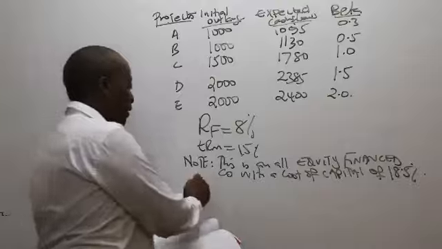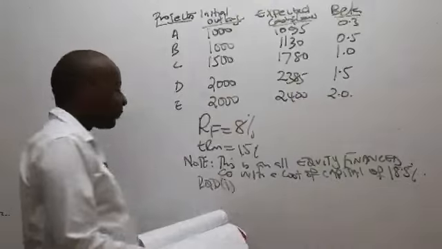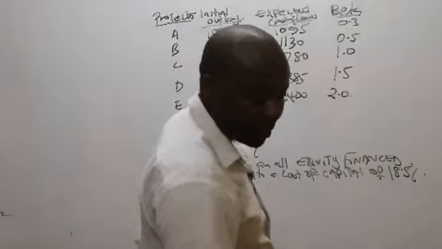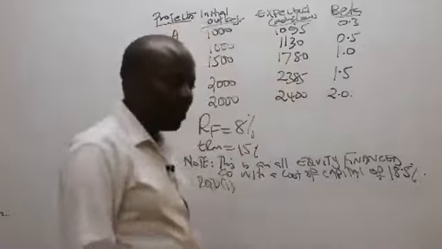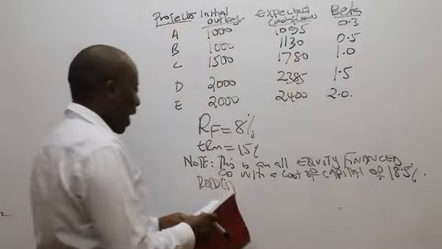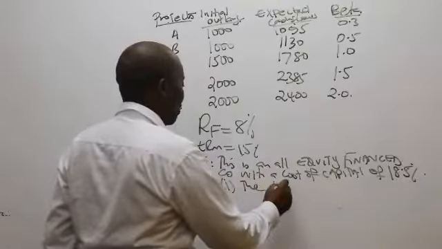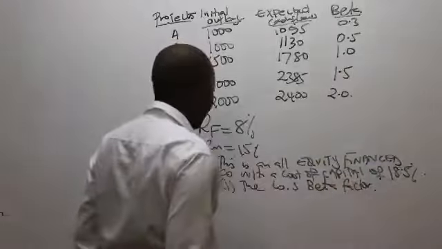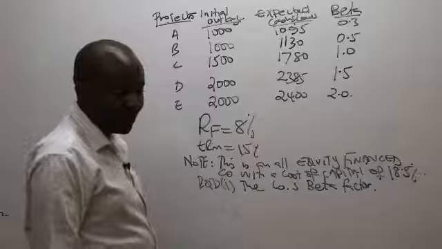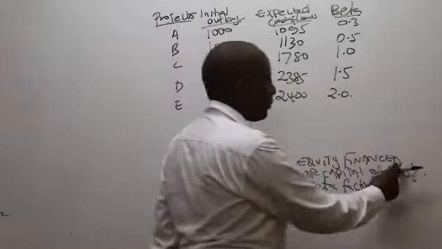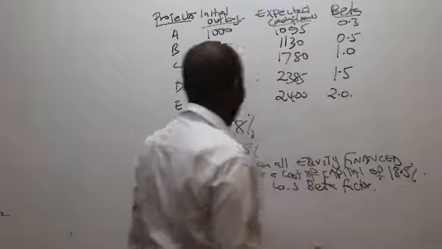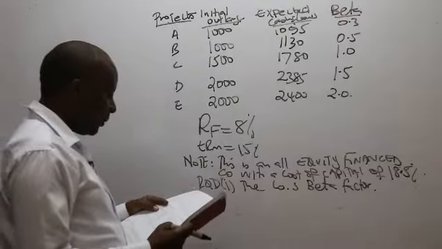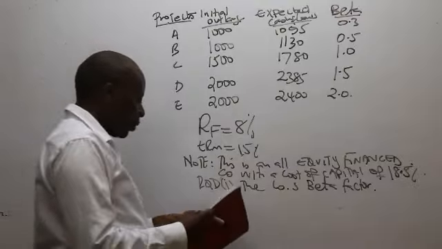So required, number one, the company's beta factor. The cost of capital is 18.5%. So number one, they want us to give them the company's beta factor. And then number two, they want us to use CAPM.